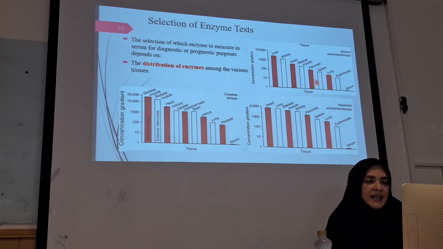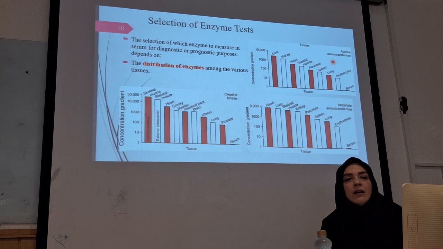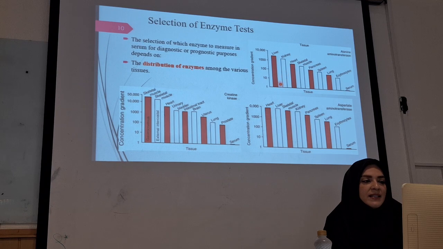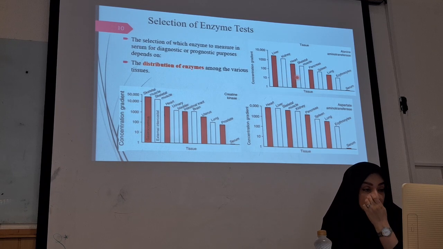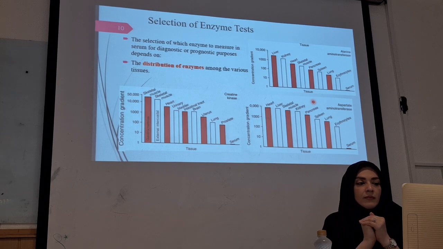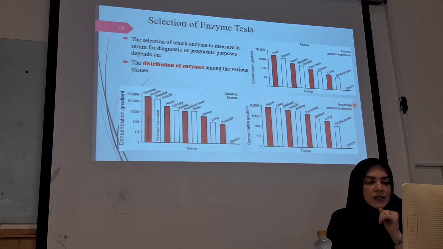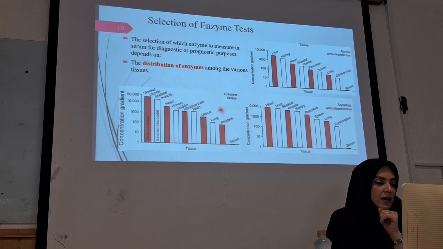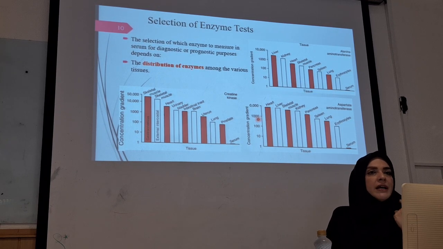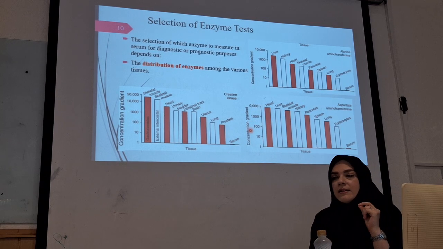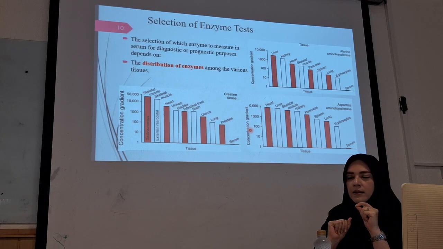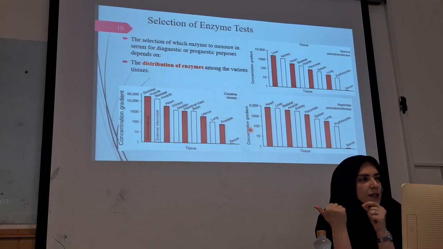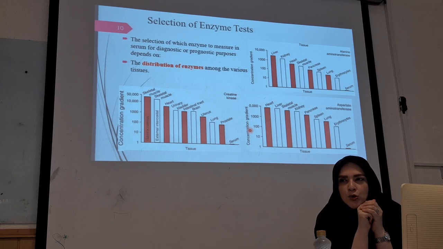For example, this is a distribution of alanine aminotransferase, one of the most clinically important enzymes. As you can see here, this is the tissue distribution of alanine aminotransferase. Also, this is the distribution of aspartate aminotransferase and creatine kinase. For example, if I evaluate the tissue, the hepatocyte or the liver, according to this distribution, which of these 3 enzymes is the best choice?